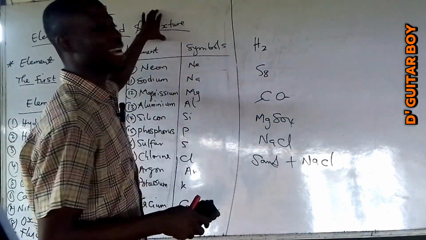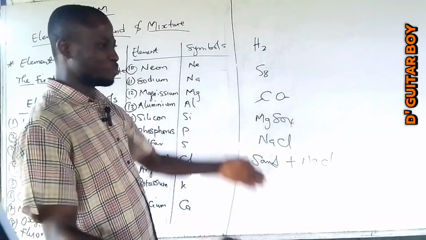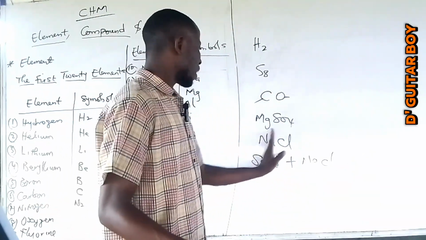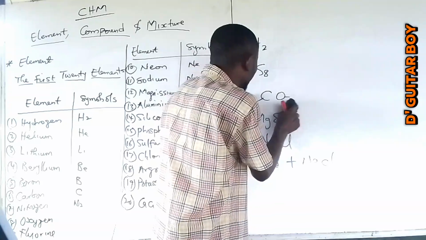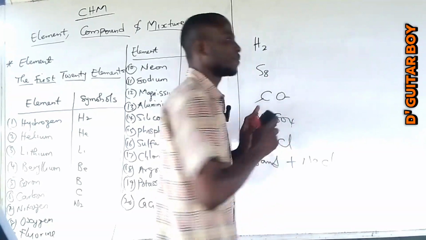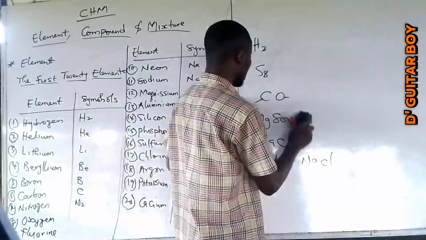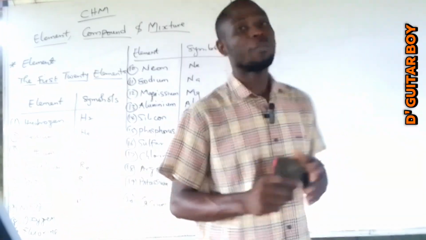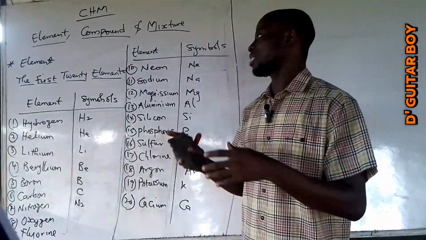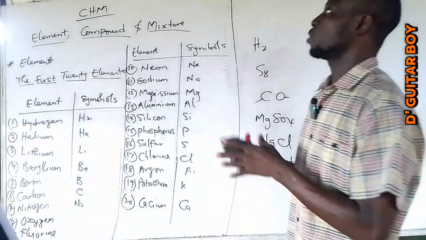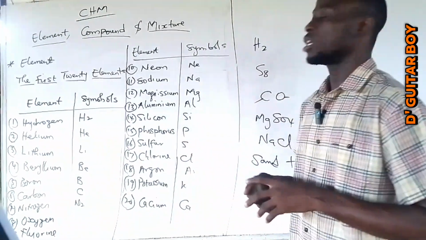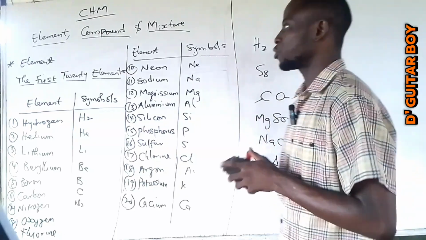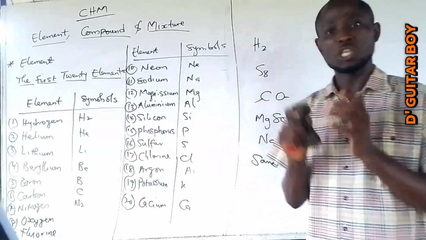So that's a mixture. A mixture is not chemically bound together. They are just mixed together, so this one still exists on its own, and this one still exists on its own. But in a compound, they are bound together chemically. That is the difference between element, compound, and mixture. If you know it this way, it's going to help you in chemistry and make life easy for you.